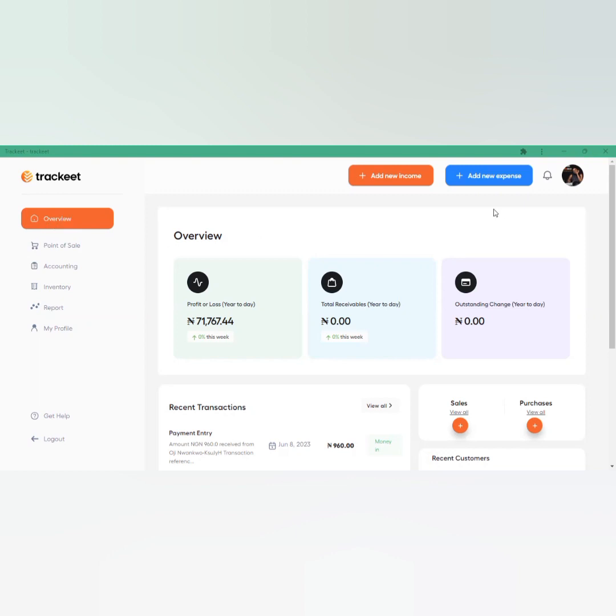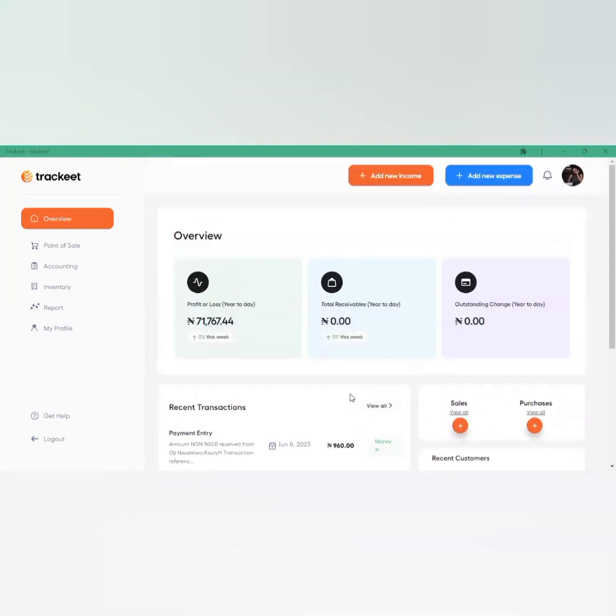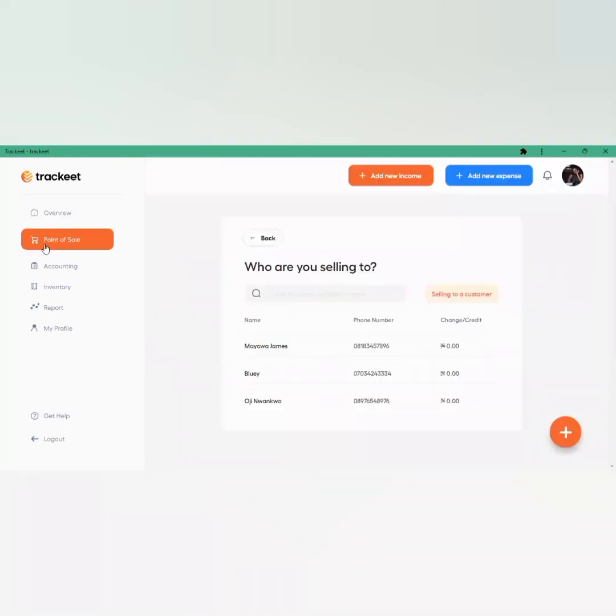We are going to be looking at the overview module. The overview module gives a summary of the business, showing total receivable and the total outstanding change. This way, the business owner is able to know who they are yet to balance, who is owing them, and who they need to balance change. Also knowing their profit and loss, and being able to track their recent activities from their sales and also their purchases.